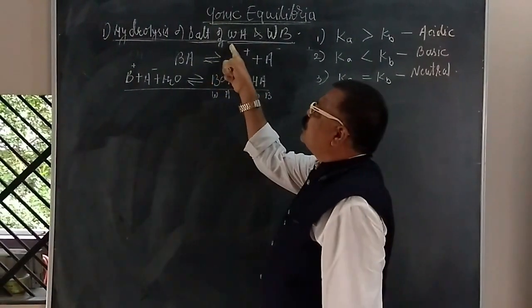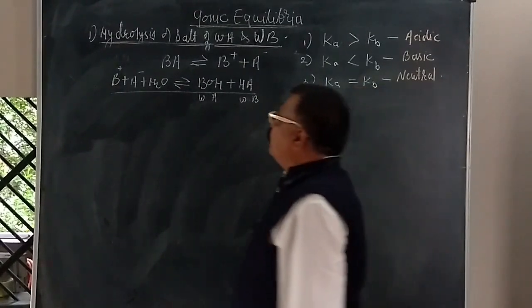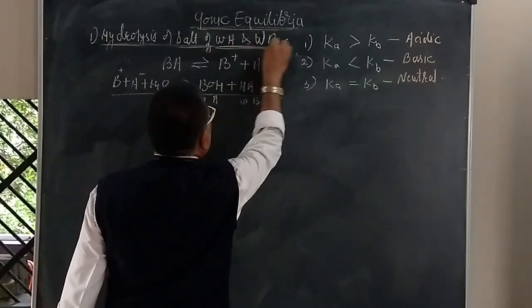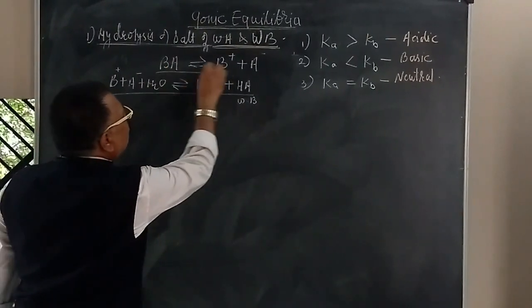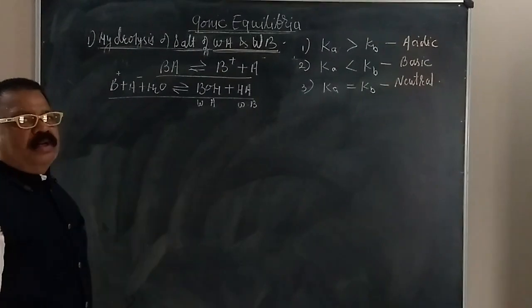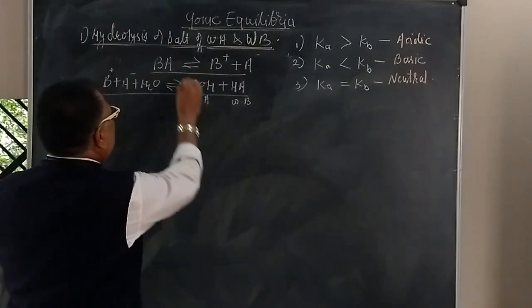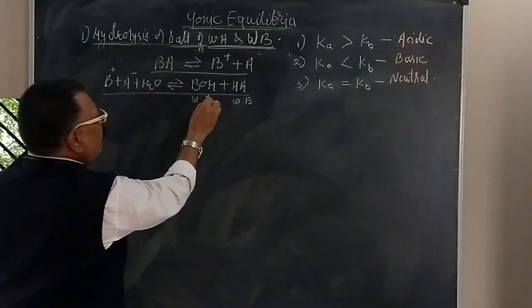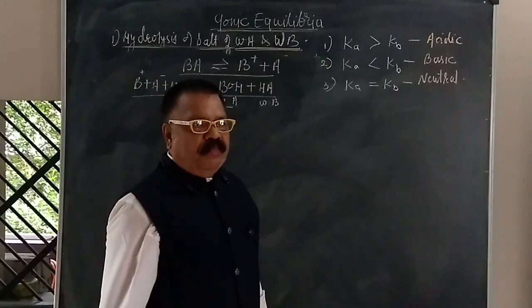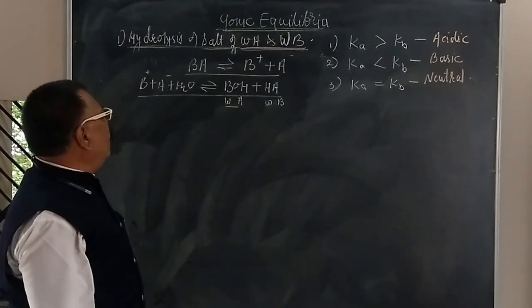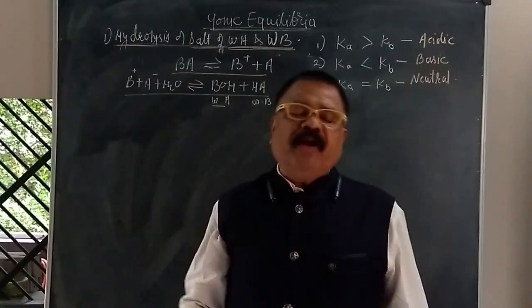The next hydrolysis is the hydrolysis of the salt of the weak acid and the weak base. So under this heading, see the example here: BA is the salt that undergoes the dissociation which produces B positive plus A negative. And when this salt is hydrolyzed, we get the formation of the weak base BOH plus the weak acid HA. Now if we talk about this, we are getting three different conditions over here.